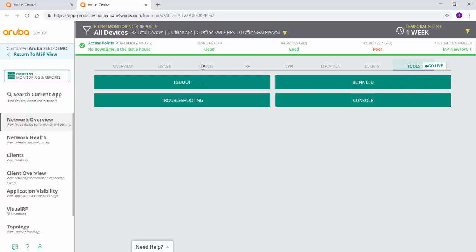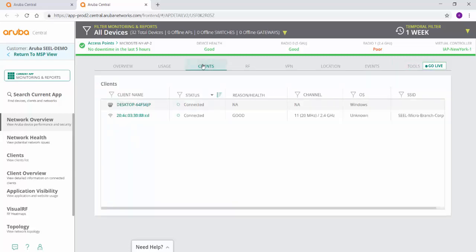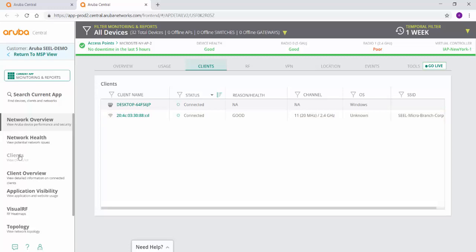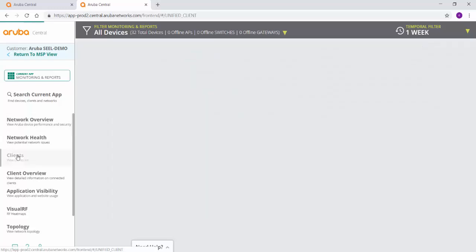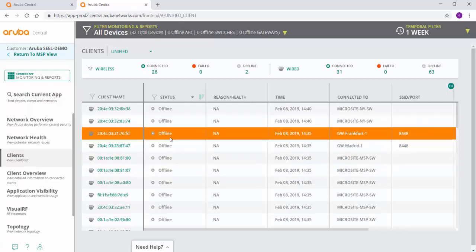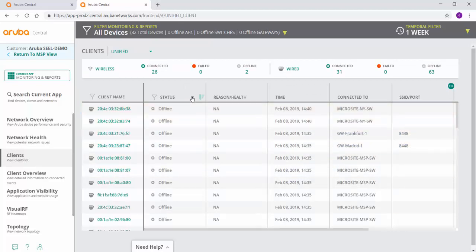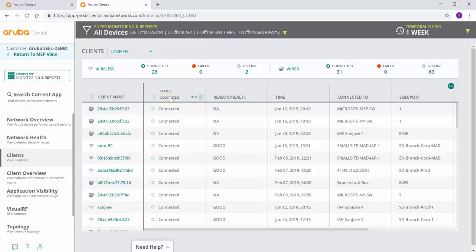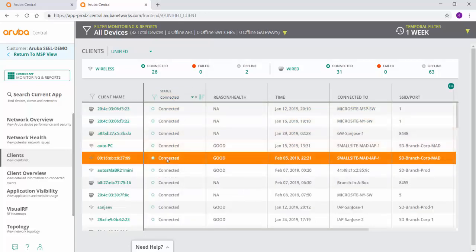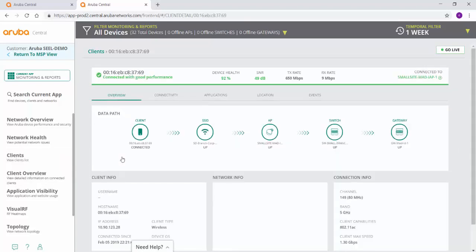The other aspect that I'd really like to spend a little bit of time on is the clients. For this, I'm going to jump over to the client section, where we are presented with a list of all of the clients. I am really only interested in those that are connected, okay? And we will take a deeper dive into what information is available about the clients today.